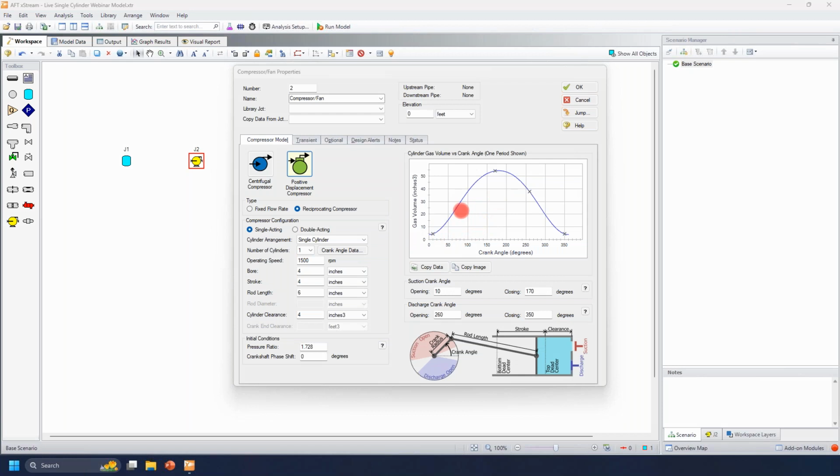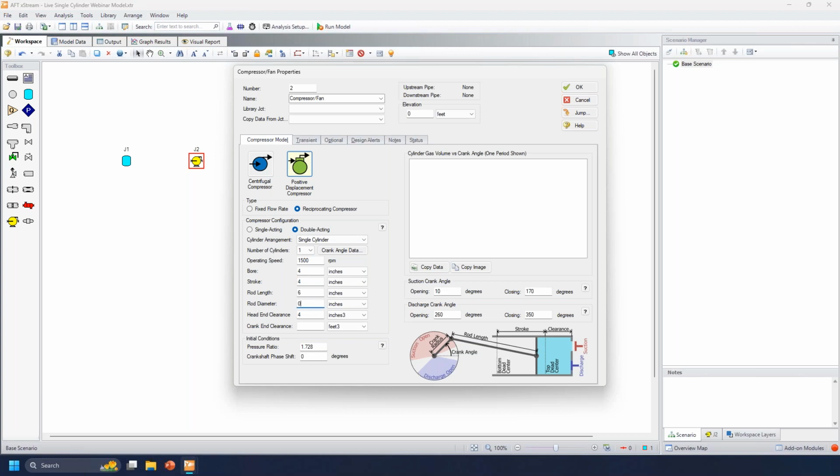And then looking at this graph here, you can see the gas volume over crank angle and the different valve events are shown there as well. And then if we were to set this up as double acting, we would also have to specify a rod diameter here so that it could be subtracted out from the volume on the crank side and crank and clearance down here. And so for double acting, you would see 2 gas volumes for rotation and they're offset from each other by 180 degrees. But we will keep this as single acting for now.